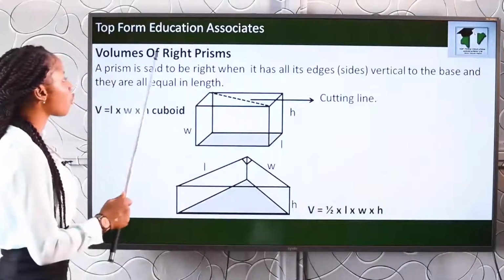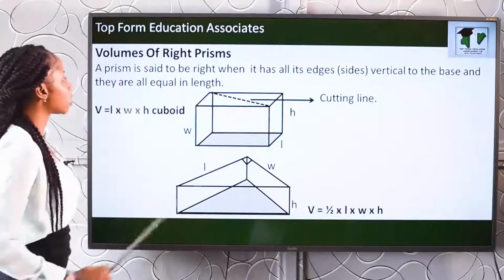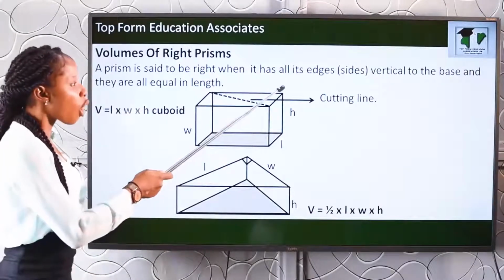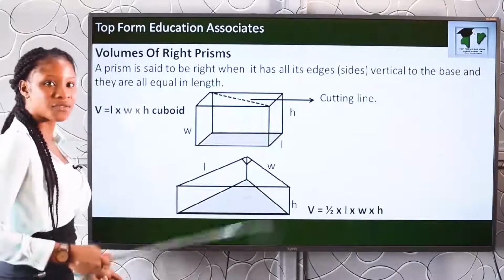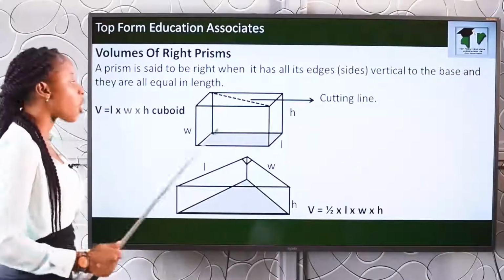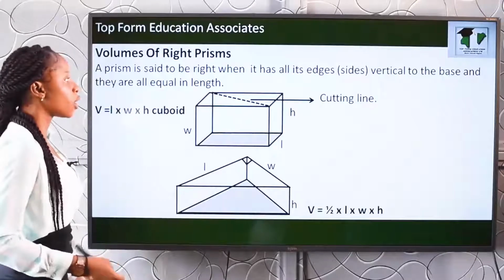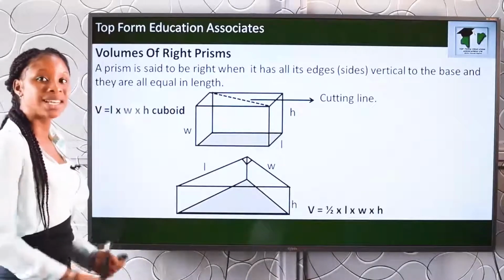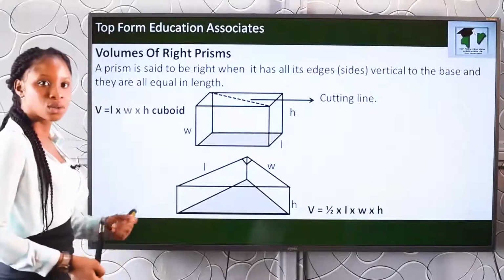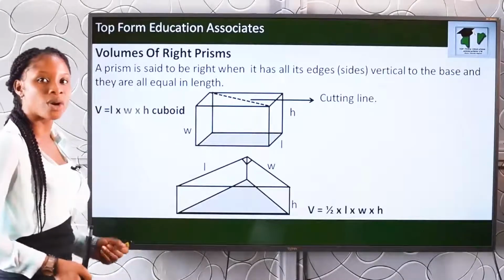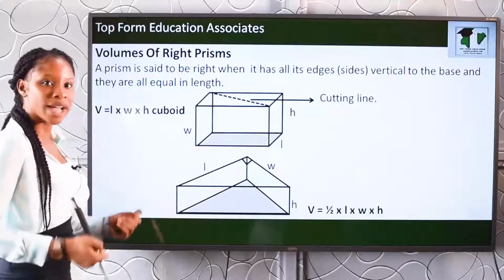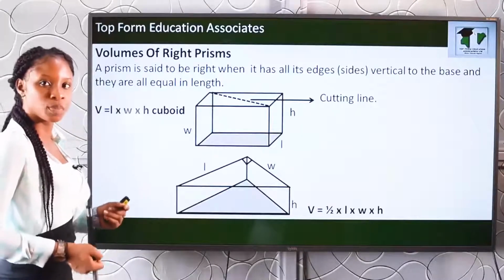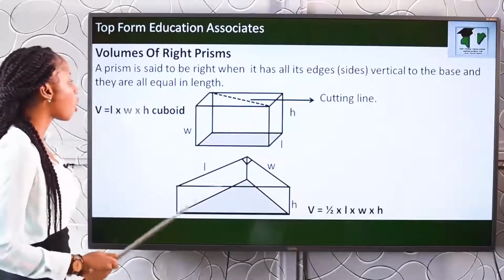Now, volumes of right prisms. A prism is said to be a right prism when it has all its edges vertical to the base and they are all equal in length. That is, a right prism has its sides vertical to the base and they have equal length.